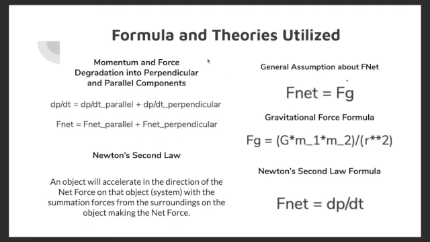Then we have Fnet equals Fg, which is the general assumption that the only force acting upon the star is the gravitational force of the black hole. And we have the gravitational force formula, which is going to be utilized to find the mass of the black hole. Then Newton's second law, which states an object will accelerate in the direction of the net force on the object. With the summation of forces from the surroundings on the object making the net force, Fnet is equal to the change in momentum over change in time.